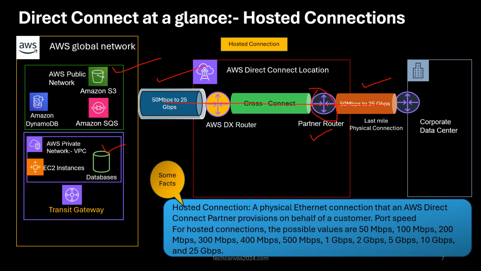The fun fact is that the last mile physical connection remains the same, provided by the local ISP provider from your data center to the partner router. It's just that this partner router is managed and owned by the partner. It could be that they are utilizing this router with multiple ports for multiple customers. So it is a kind of shared device.